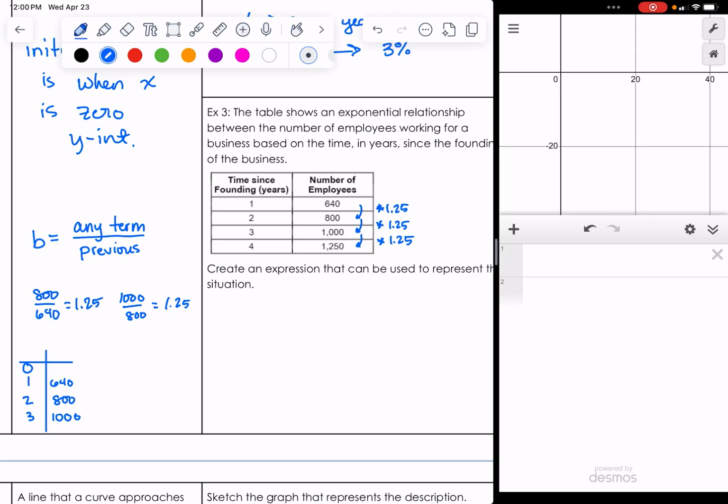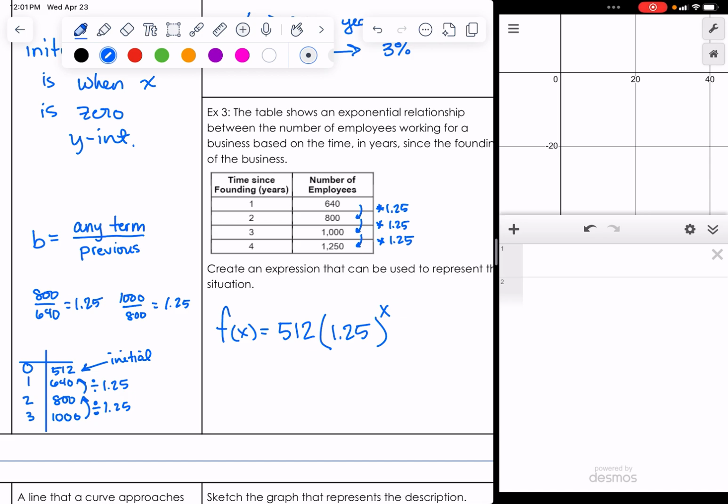So if we are multiplying by 1.25 to go forward, to go backwards, we're going to be dividing by 1.25. So if I take 640 and I divide it by 1.25, it will tell me what it was before. So in the calculator, 640 divided by 1.25 comes out to be 512. So this is our initial value. So if we're going to create an expression here, we're going to have y equals, or you can do f of x equals, it doesn't matter, f of x equals 512 is what we started with, 1.25 is what we're multiplying by, to the x power.